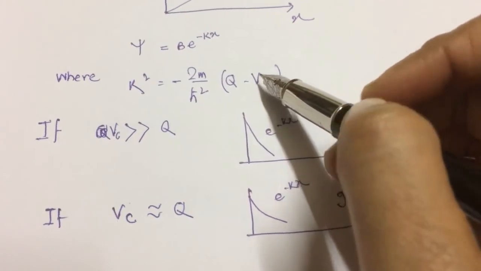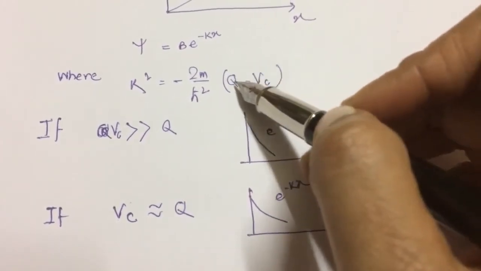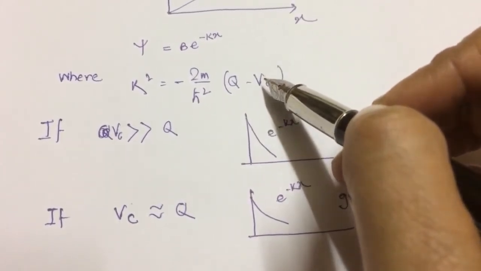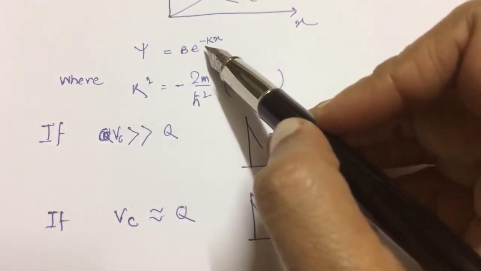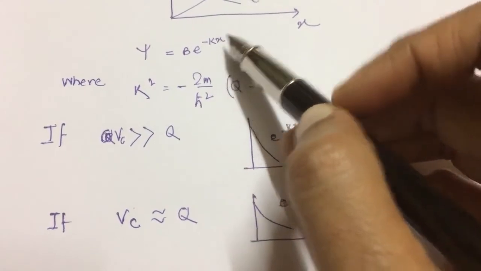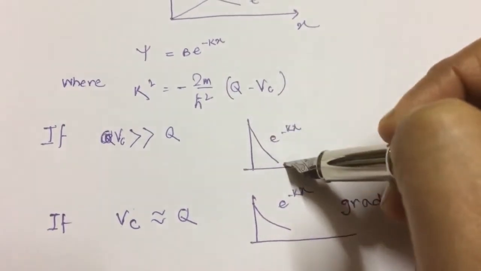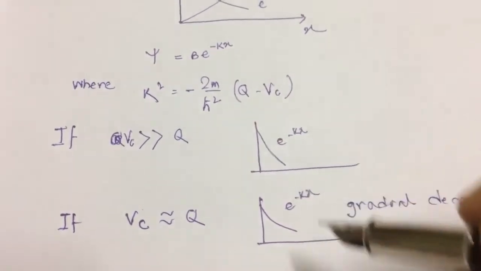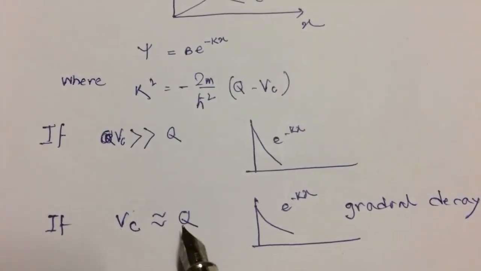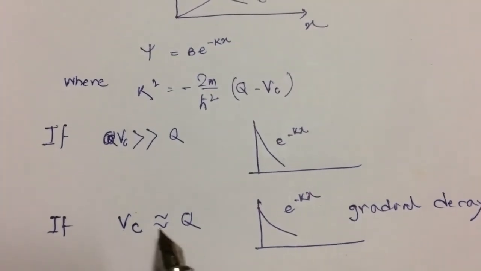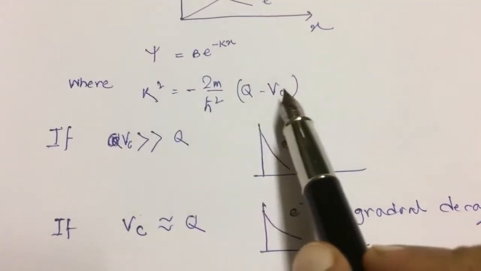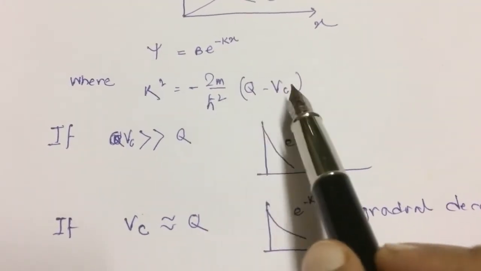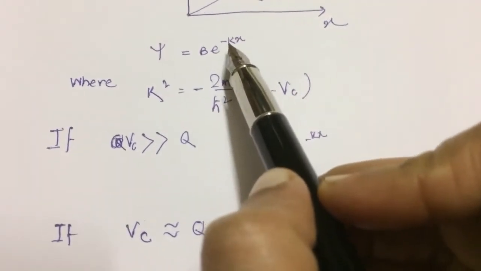If this difference is very small, this is the classical picture. Let us think that this quantity k, e to the power minus kx, will decrease steeply in the form of a ball. But if Vc is almost equal to Q, the value of k square will not be very high, and this is the kinetic energy, initially at rest. This X nucleus is at rest.